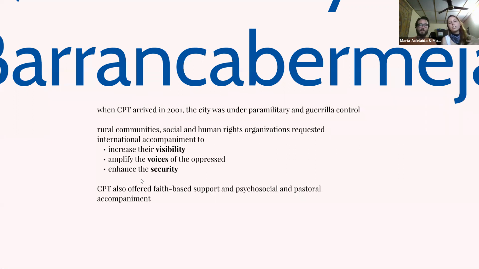CPT is also offering, as Marcos was saying, this faith-based support and psychological and pastoral accompaniment. This means that we are aware that Colombia has a lot of Catholic and Christian believers. So we are trying not to emphasize religion, but basically faith and spirituality, and how people can embody this spirituality.